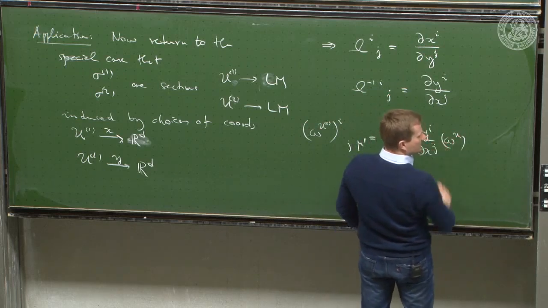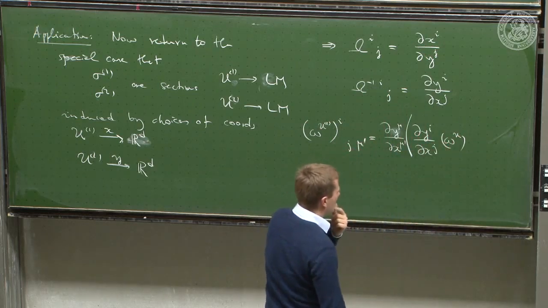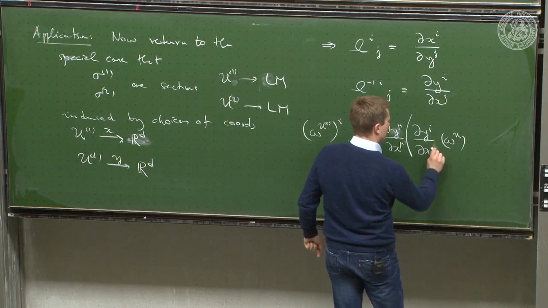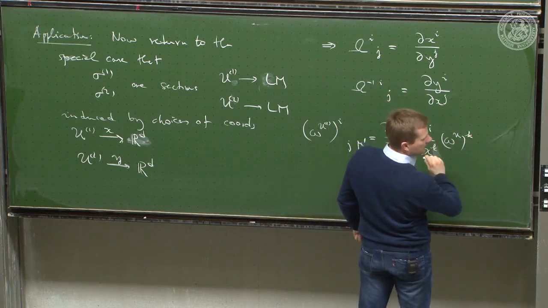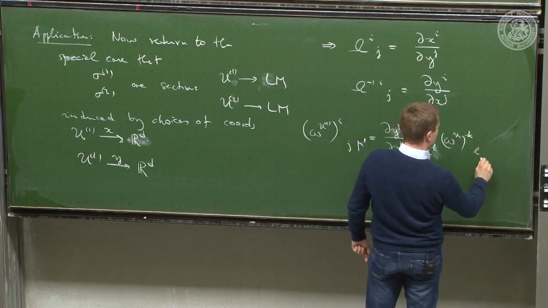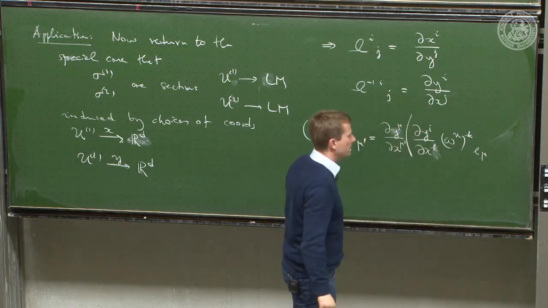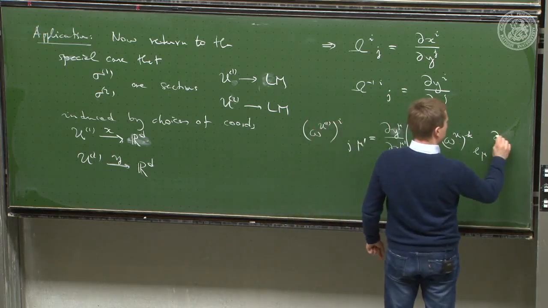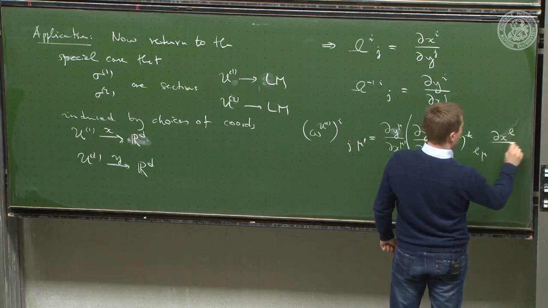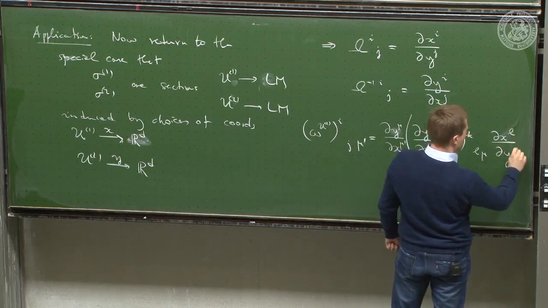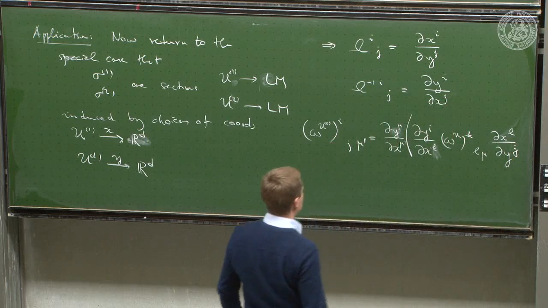Here you have the i, k, you have i, k, you have the k, l, mu, this mu goes with this one, fine, and then comes another dx^L by dy^j. So let me look at this already.